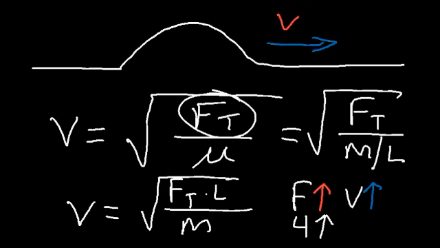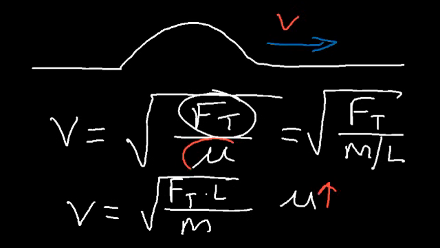What effect will that have on the speed or the velocity of the wave? The square root of 4 is 2. So if you quadruple the force, the wave speed will increase by a factor of 2. Now what about the linear density? If we increase the linear density, what effect will it have on the wave speed?